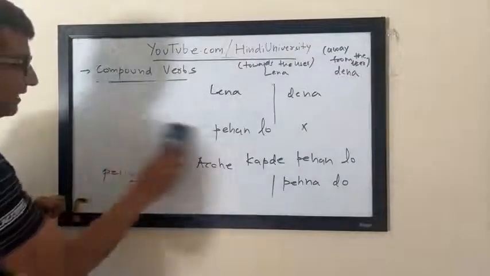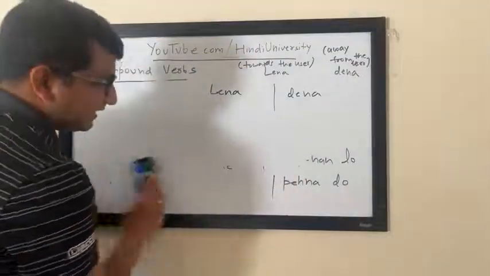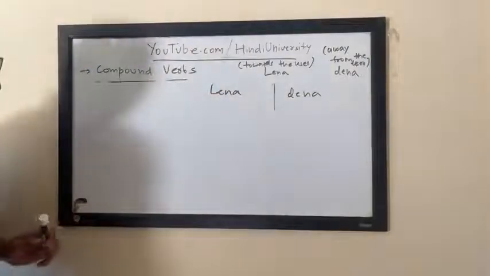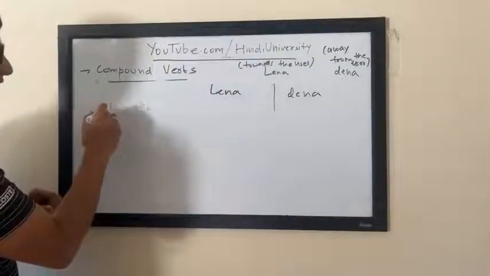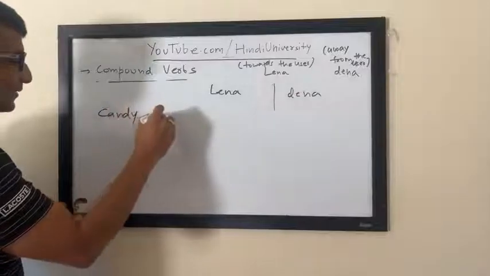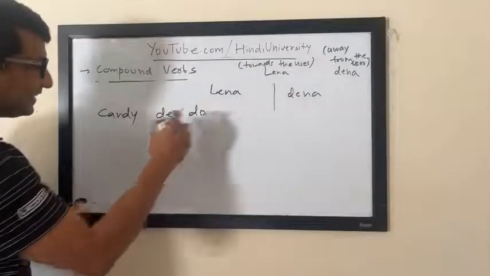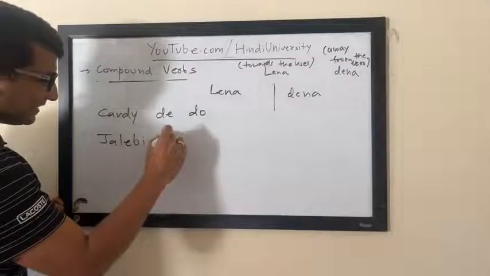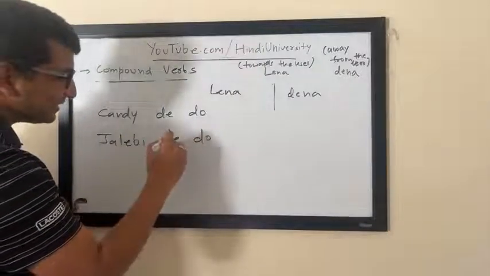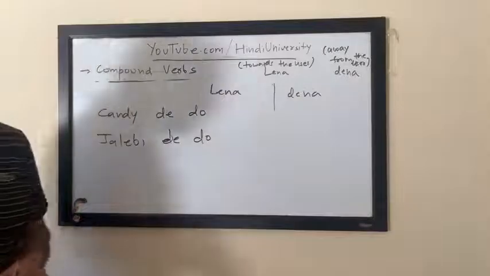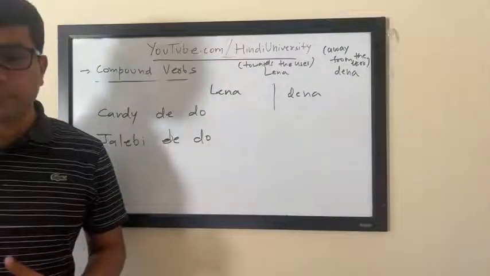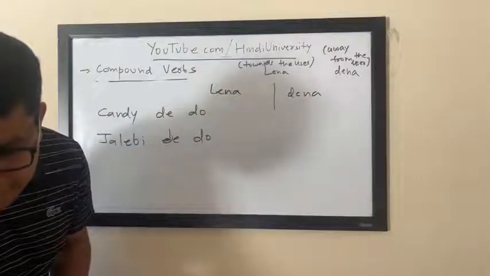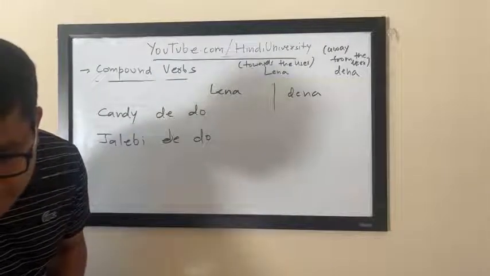My kids used to always say candy dedo. Hindi? Candy or jelly bean. Oh, candy. I see. Candy de do. That's right. Candy de do or jalebi de do. Is that what you were saying? Jalebi de do? Okay. Right. Awesome. Anyone else who's heard some popular phrases? Let's do that in the remaining time.